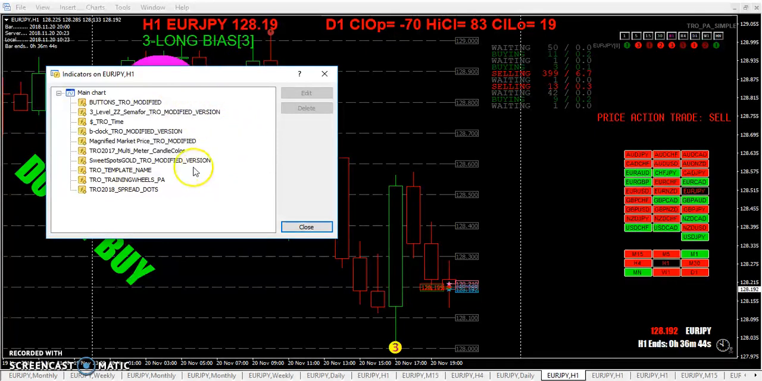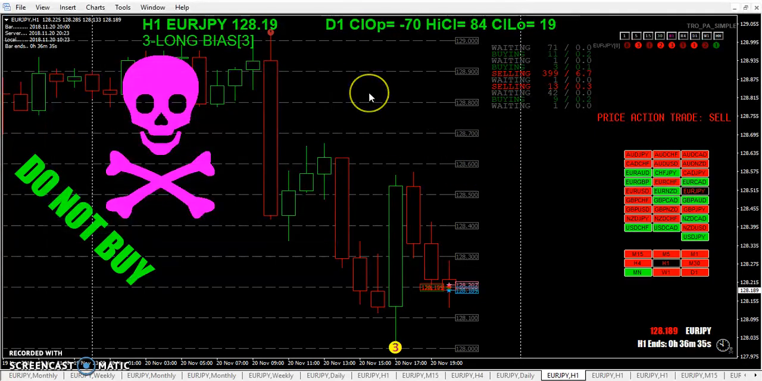And then the other one would be the sweet spots gold that I modified. And so you can have the price boxes there. Those are two main indicators. And once again, the bias is long, so we're looking to go green at the line. So in this case right here, we went green at the line and it didn't work out. But that's just trading. Sometimes it doesn't work out.